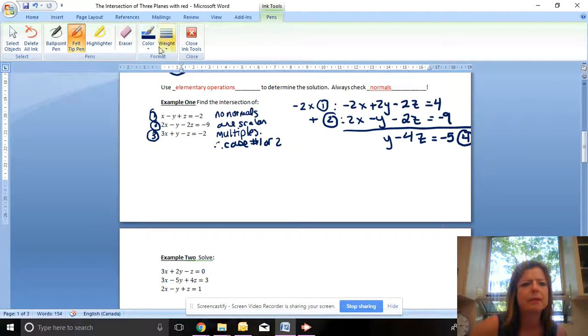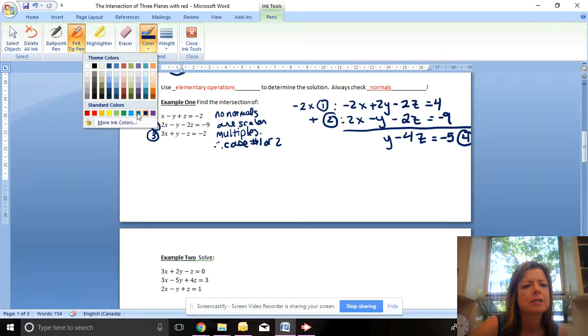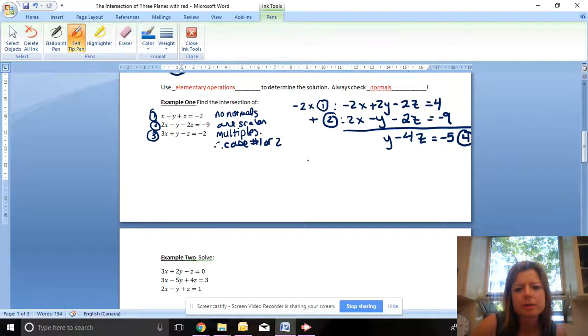I'll just change color so it's kind of separate here in your mind. Now I'm going to multiply equation 1 by -3 so that I can add it to equation 3 and eliminate x there as well.